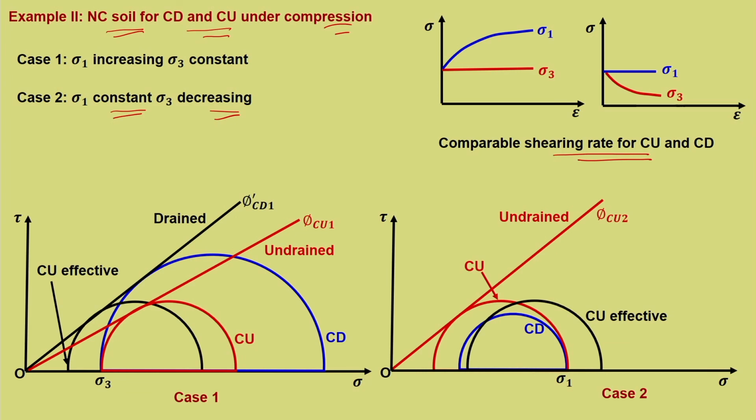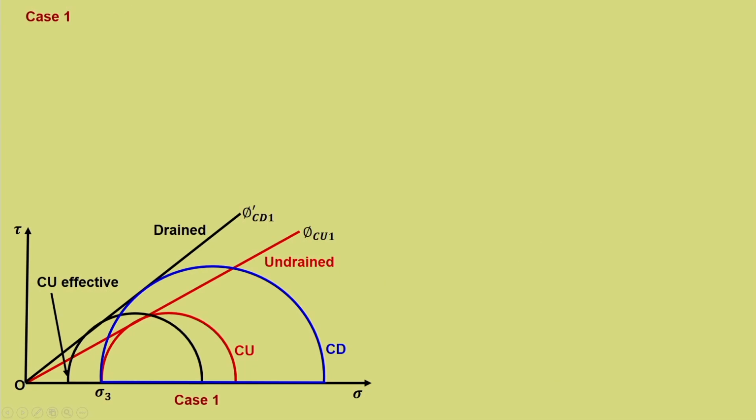Why this is so, we will explain shortly. So, the drained failure envelope, the Mohr-Coulomb failure envelope, can be plotted like this, and that will give us phi dash CD2. So, we have phi CU1 for case 1, phi CU2 for case 2, phi dash CD1 for case 1, phi dash CD2 for case 2. Now, let us discuss this.